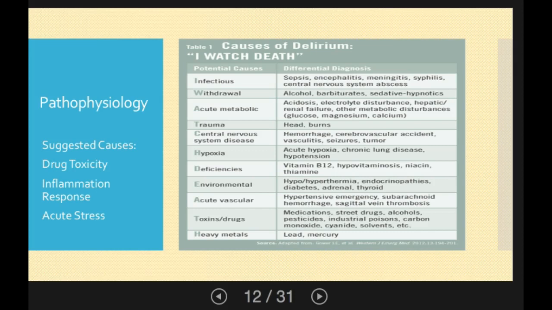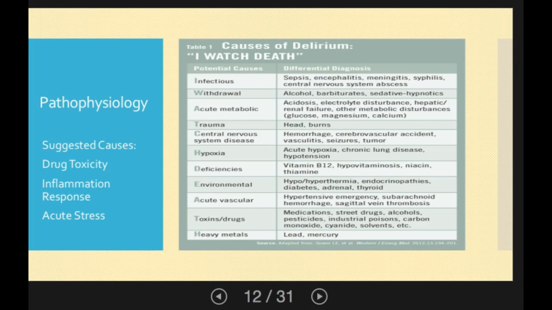Some of the suggested causes include drug toxicity, inflammation, and acute stress, which all may create a neurotransmitter disruption. Neurotransmission could be inhibited by a disruption of the cholinergic system due to its vital role in cognition and attention. There is significant evidence that suggests that anticholinergic drugs can induce delirium in patients. Inflammation is also a cause supported by clinical and experimental data.